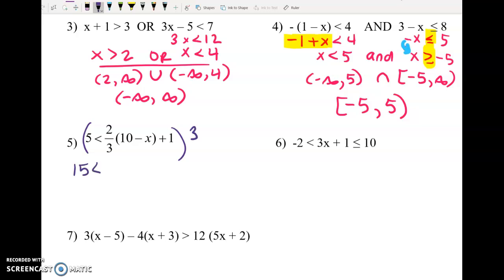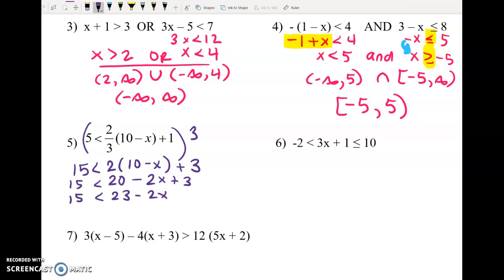So 15 is less than 2, 10 minus x is protected by the parentheses. Don't forget about that 1. And you just distribute and simplify the right. So 20 minus 2x plus 3. 23 minus 2x is the right-hand side simplified.